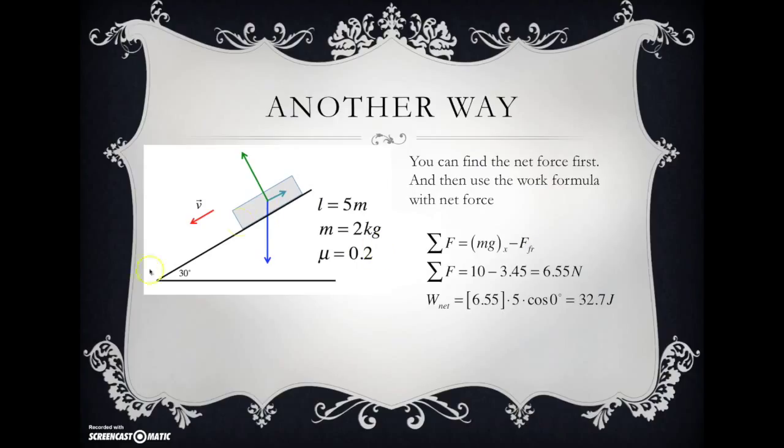And net force is down the incline, velocity is down the incline, so the angle between them is 0. So you do 6.55 times 5 equals 32.7, which is exactly the same number as we got in the previous example when we found each work separately and then added them all up together.